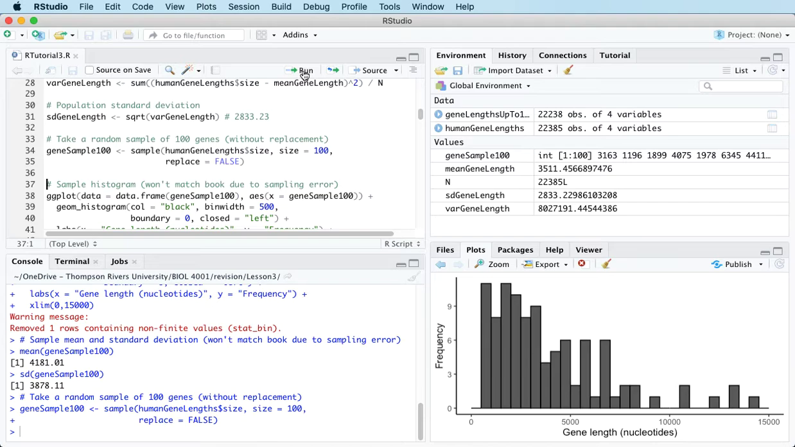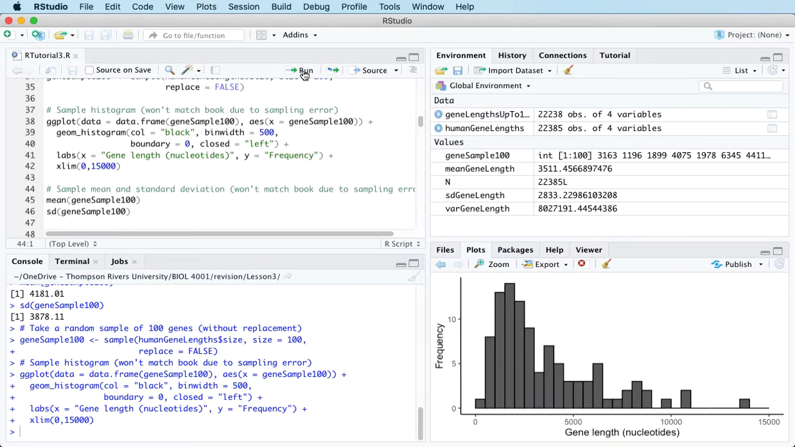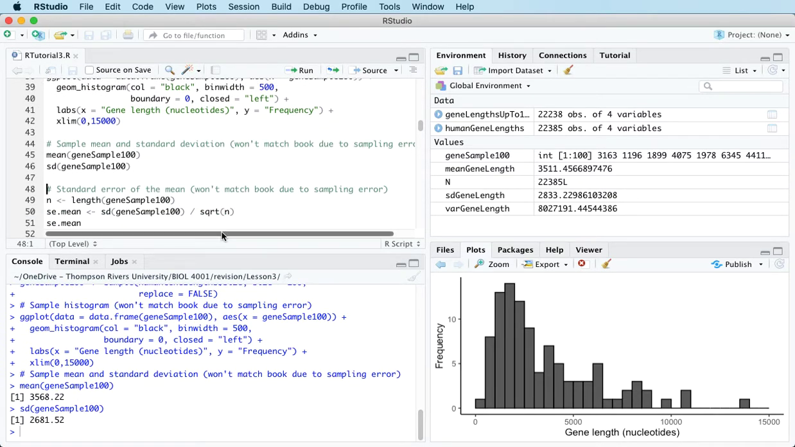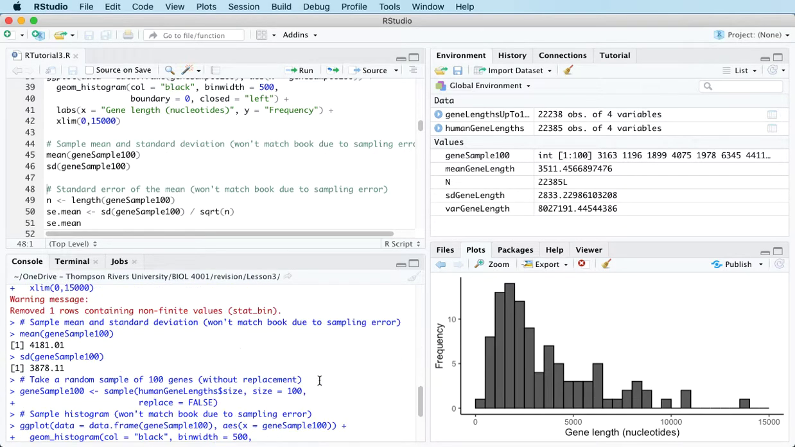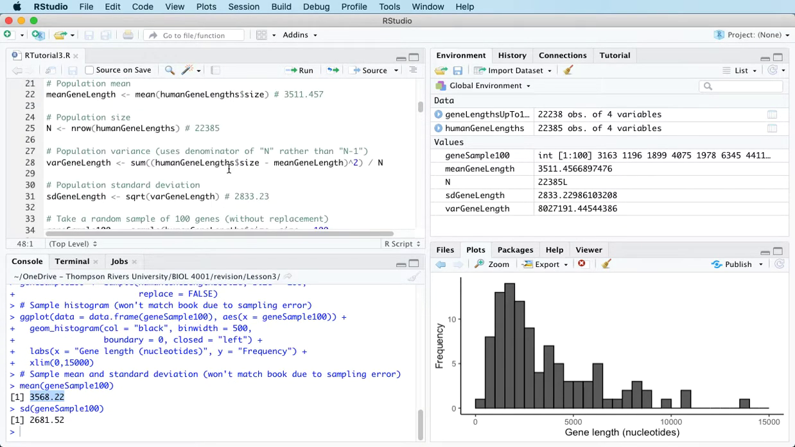Okay, it's going to be different from the first one we took. You can see that if I draw the histogram, it looks a little different. And then also if I calculate the mean and the standard deviation again, this time I got 3,568.22. That seems a little better. 3,511.457, that's what we're going for. This is actually very close.